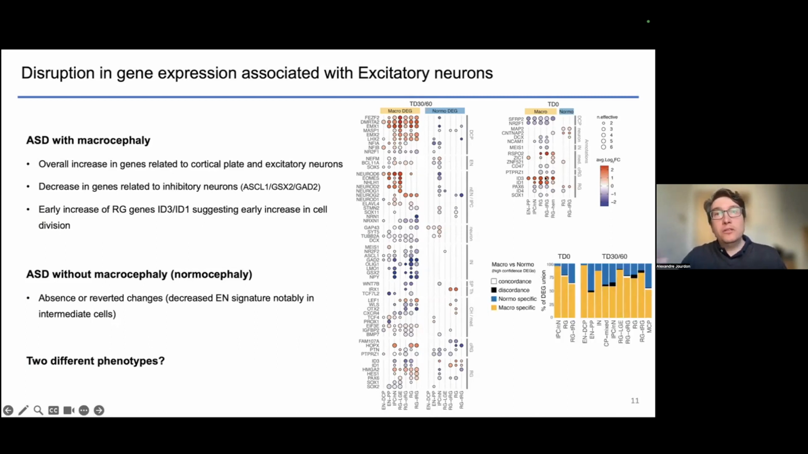And so in total, between the two sets of differential gene expression that we observed from those two cohorts, we saw that there was really a limited overlap between the two cohorts, with most of the DEGs, the differentially expressed genes, being associated with one or the other cohort. And so that really pointed to the fact that there could be two different phenotypes based on this head circumference characteristic for the ASD individuals.